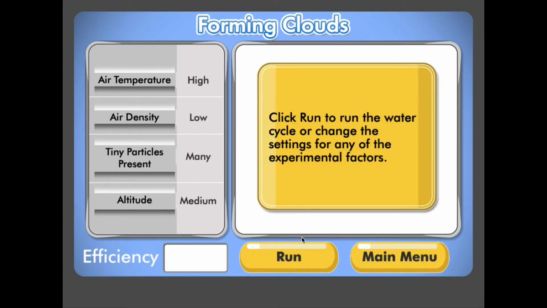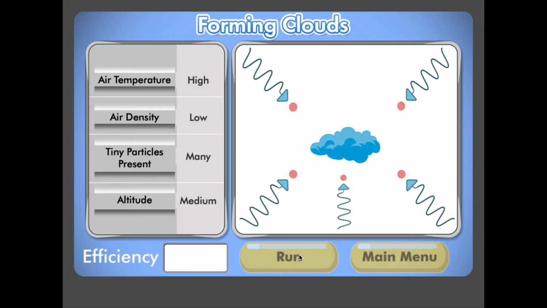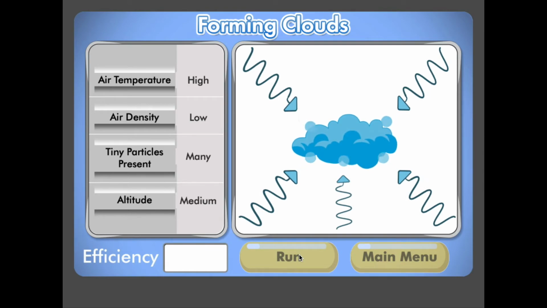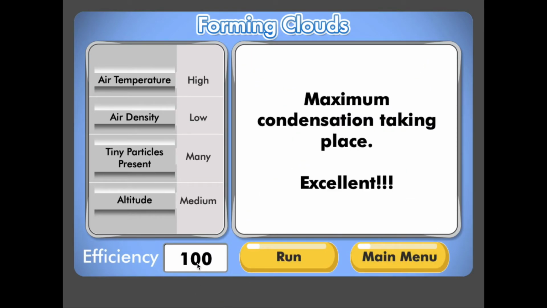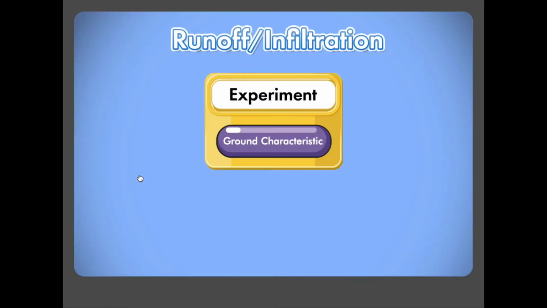Next, select the Run button at the bottom of the screen to evaluate your selections. An efficiency rating of 100% is the desired goal for each part of the cycle. Once happy with your selections for that part of the water cycle, select the Main Menu button and select the next part of the cycle for experimentation.